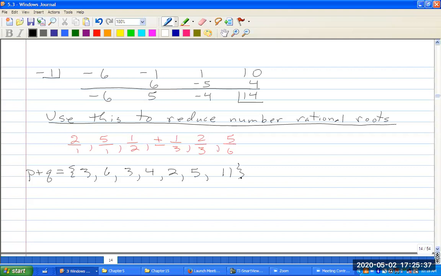Okay, of those, you want to eliminate anything that's not a factor of 14. Well, that's almost everything. 3, 6, 3, 4 is not a factor. 2 is a factor. 5 and 11. So the only possibility is -1/3. The only thing I have to check now is -1/3. So I've reduced the number of possible rational roots to just 1.